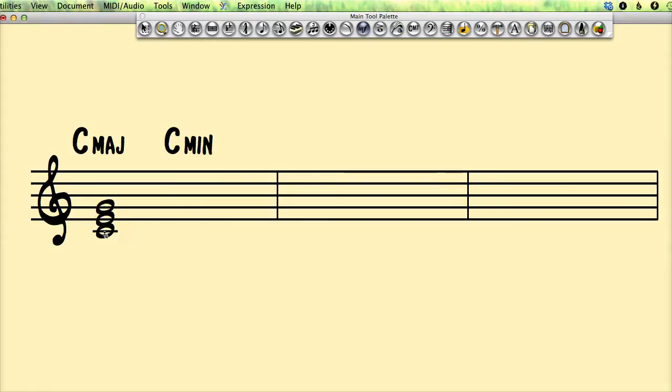All right, let me give these quick labels for you. We've got the root, which is known as 1. We've got the third, and we've got the fifth. Simply, well, let's just look over here for a second. Take a look at a C scale. We got C, D, E, F, G, A, B, C. So we got our first note, our third note, and our fifth note. Easy.